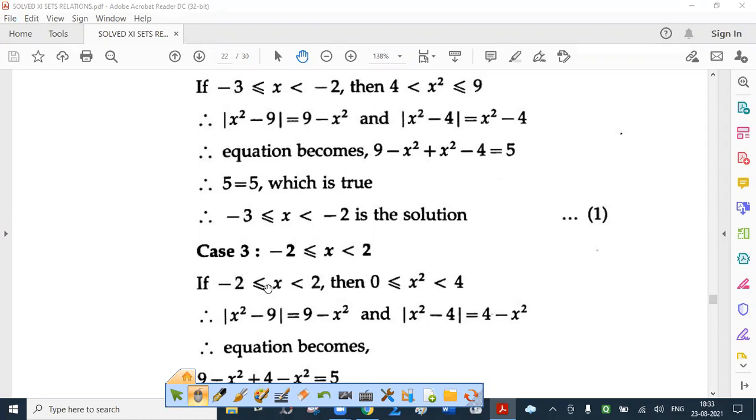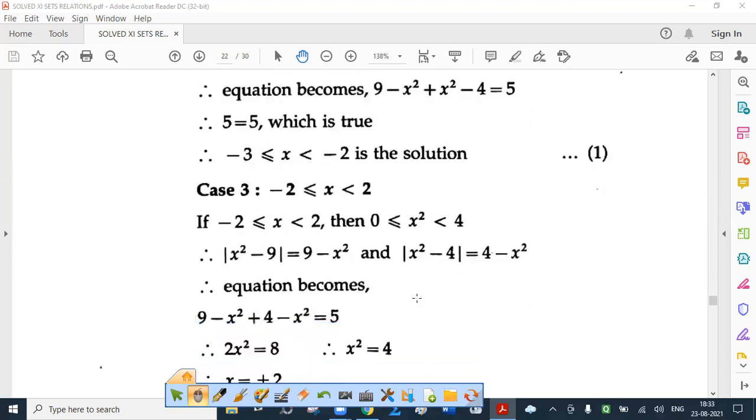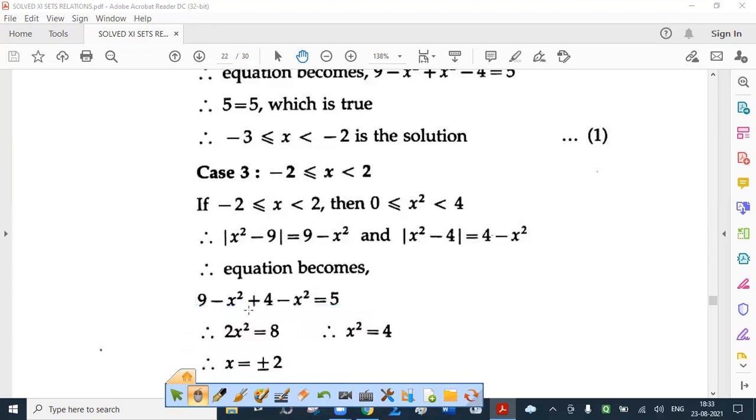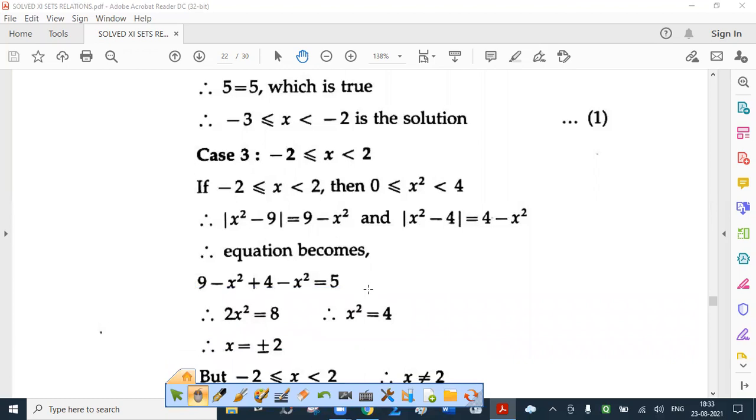Many students have the habit of squaring this. So they say 4 less than or equal to x square less than 4. That is wrong. This is correct. So again, mod of x square minus 9 is 9 minus x square, and mod of x square minus 4 is 4 minus x square. Why? Because x square is less than 4. So the equation becomes 9 minus x square plus 4 minus x square equal to 5. So x equal to plus minus 2.